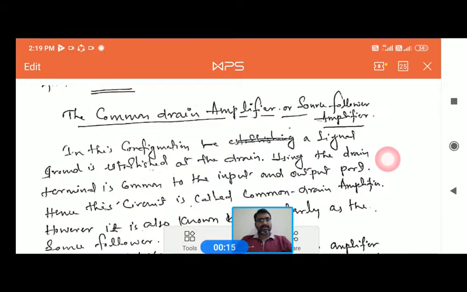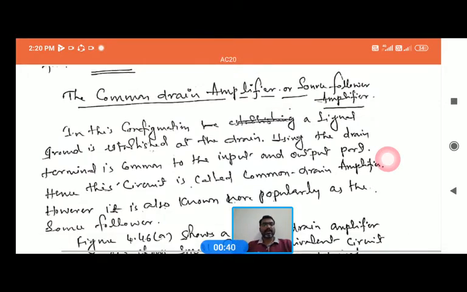In the last session, we discussed the common source amplifier with and without source resistance RS. So today we are going to discuss the common drain amplifier, or source follower amplifier.